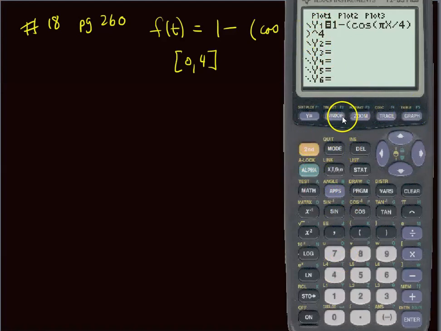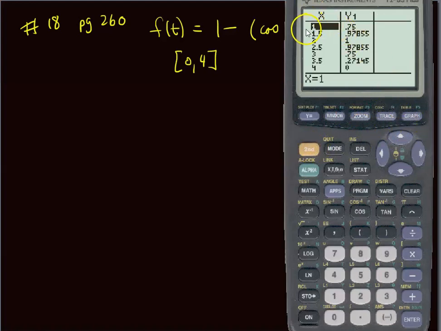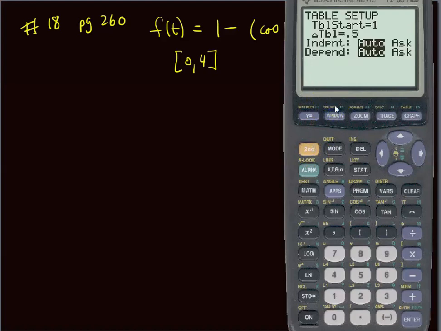Now we have to set up our table, because if we go to the table right now, it'll start at 1 and go by halves. Well, how did it know to do that? Because of how the table was set. So we're going to go second table set. We don't want to start at 1 according to this. We want to start at 0.